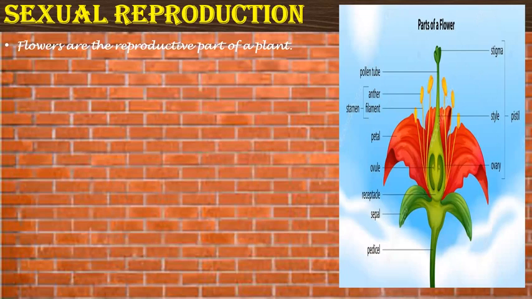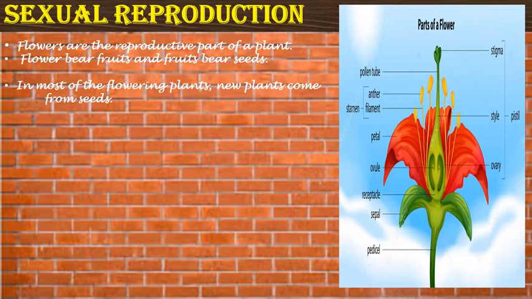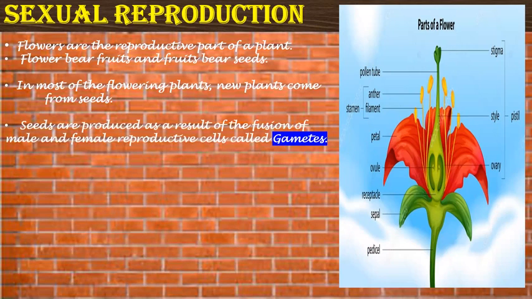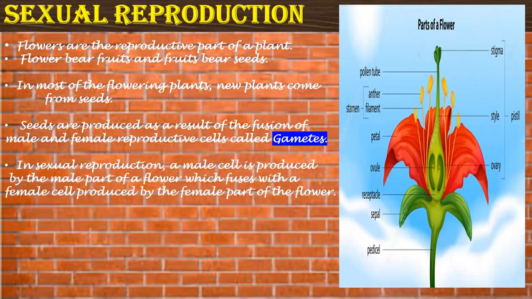Sexual reproduction. Flowers are the reproductive part of a plant. Flowers bear fruits and later fruits bear seeds. In most of the flowering plants, new plants come from the seeds. Seeds are produced as a result of the fusion of male and female reproductive cells called gametes.